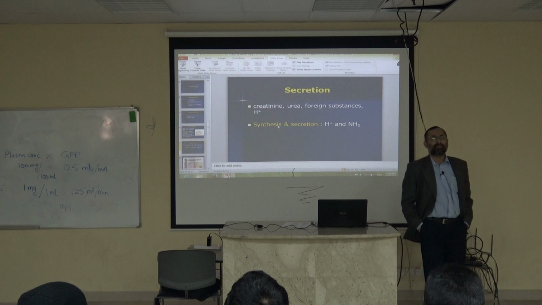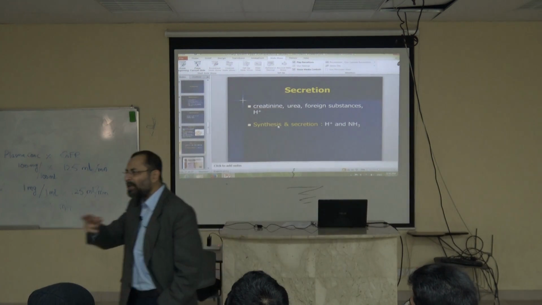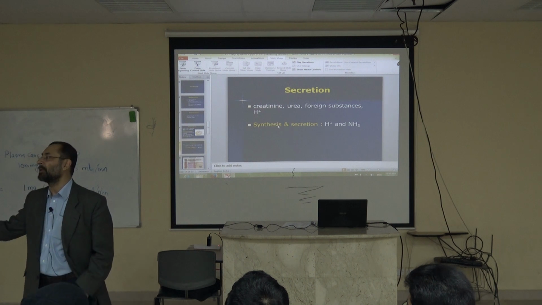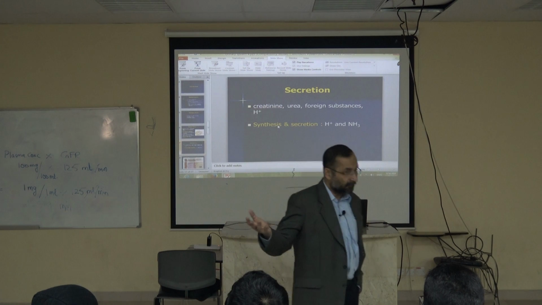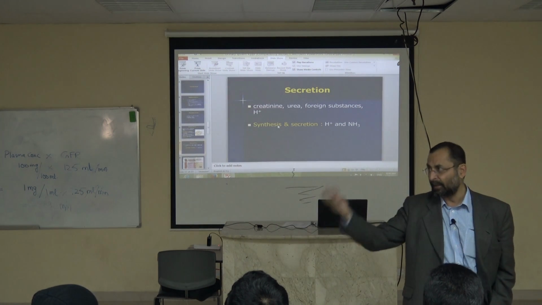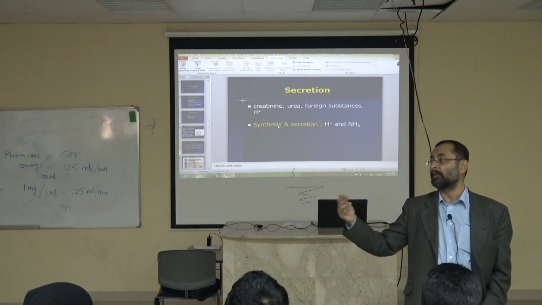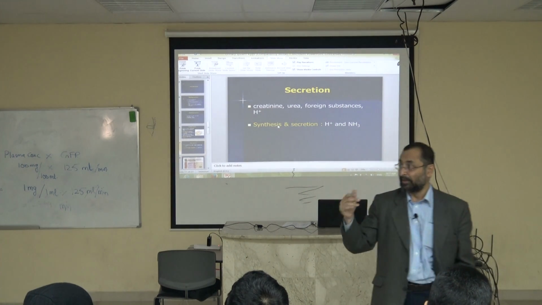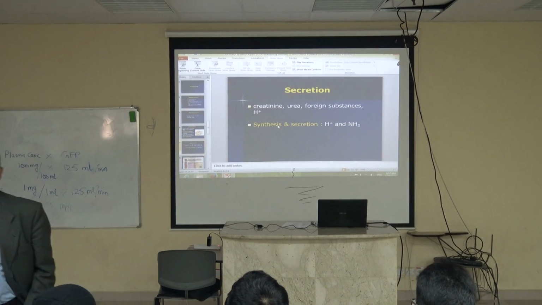Many drugs, many metabolites, many substances, they are also secreted from the proximal tubules. Penicillins and other drugs, when we give them to the patients, mostly they are secreted by the cells. So many drugs are secreted from the proximal tubules, and then they go in urine. Many metabolites of our metabolism are also secreted. Some conjugated substances, some acids and some bases, they are secreted.